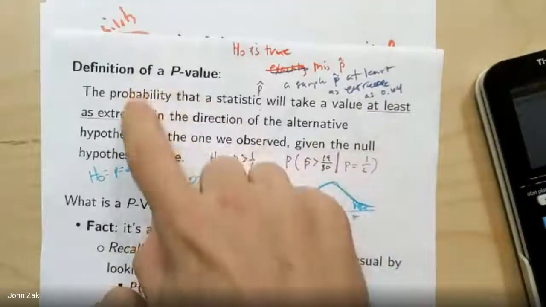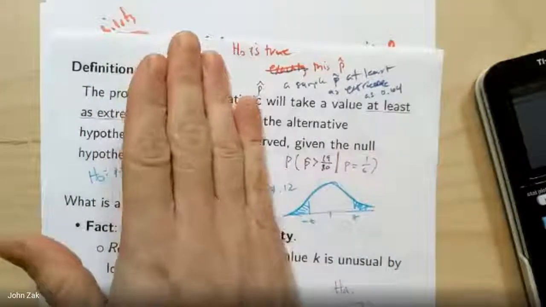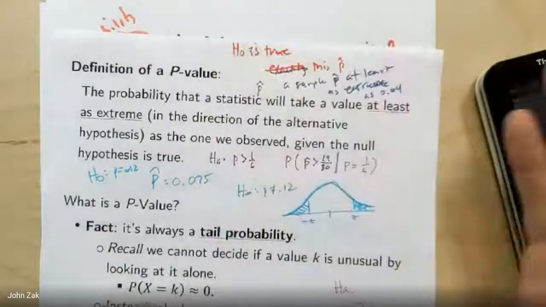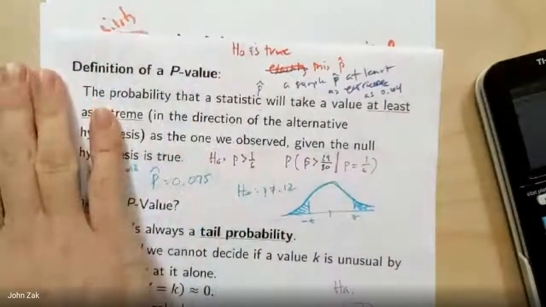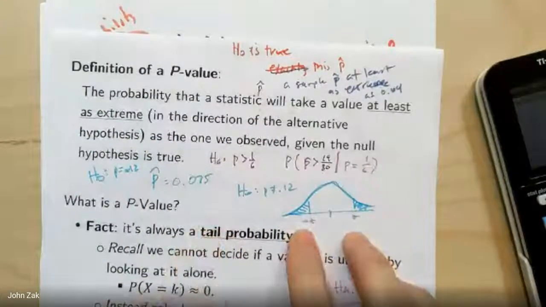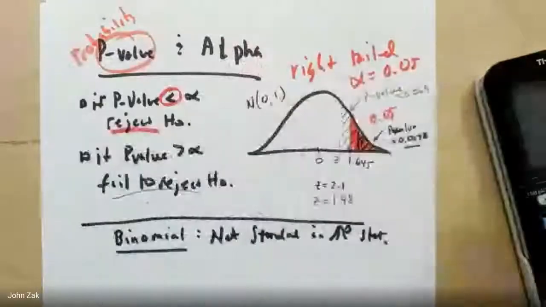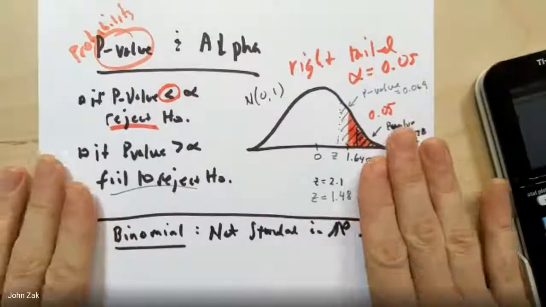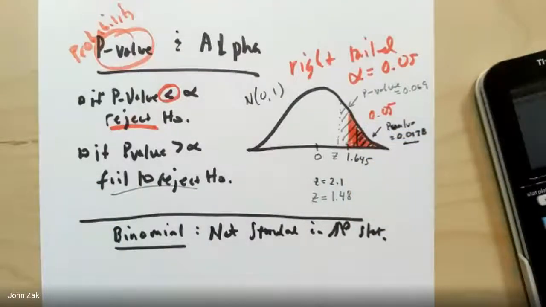But it is in fact a probability, and it will always involve shading everything to the right when it's a right-tailed test, shading everything to the left when it's a left-tailed test, or using symmetry like we saw for several two-tailed tests. So Judy, is that sufficient explanation for you?